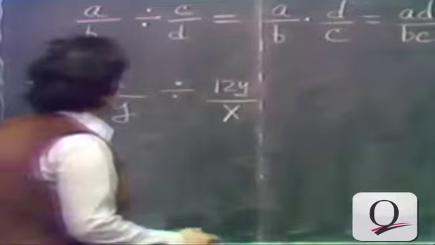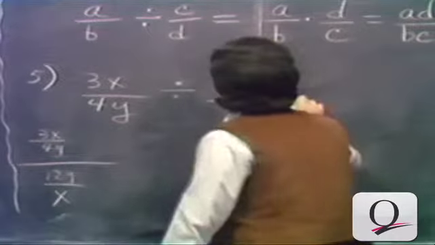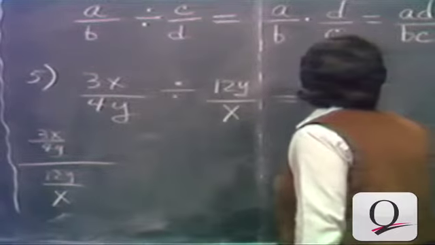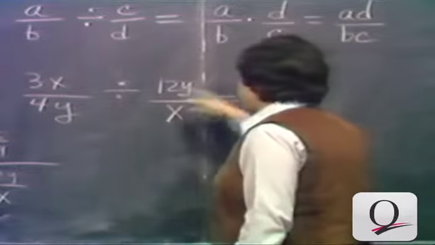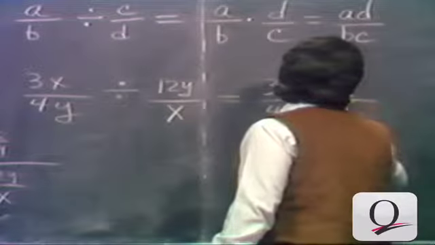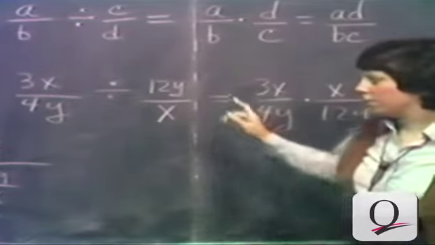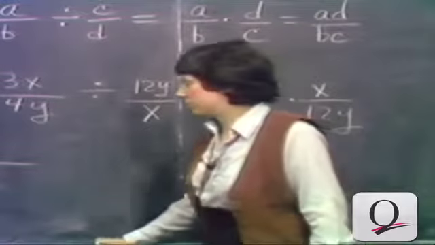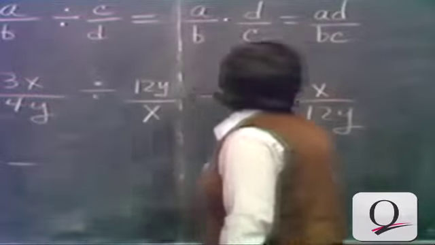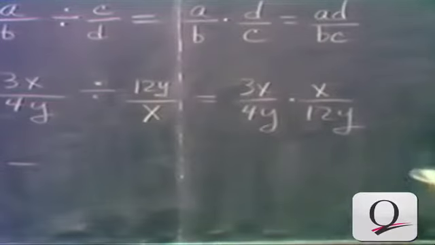In either case, your next step would be to say, this is 3x over 4y times, inverting and multiplying, x over 12y. So whether you start like this or you start like this, the next thing you do is to invert and multiply. So you're multiplying by x over 12y.